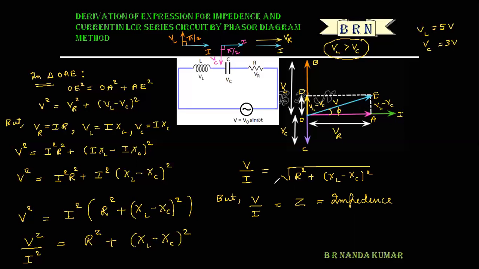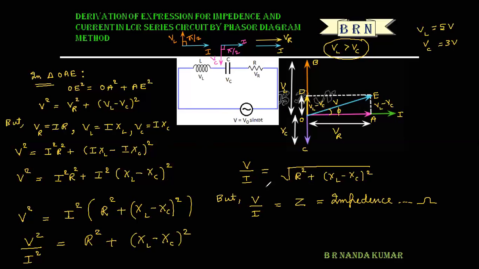Impedance means the effective opposition offered by inductance, capacitance, resistance when they are connected in series to the flow of AC. So impedance is also measured in terms of ohm. What is the meaning of impedance? The effective opposition offered by inductance, capacitance, resistance when they are connected in series to the flow of AC. That is called impedance. Impedance is also measured in terms of ohm. So ohm is the SI unit of impedance.